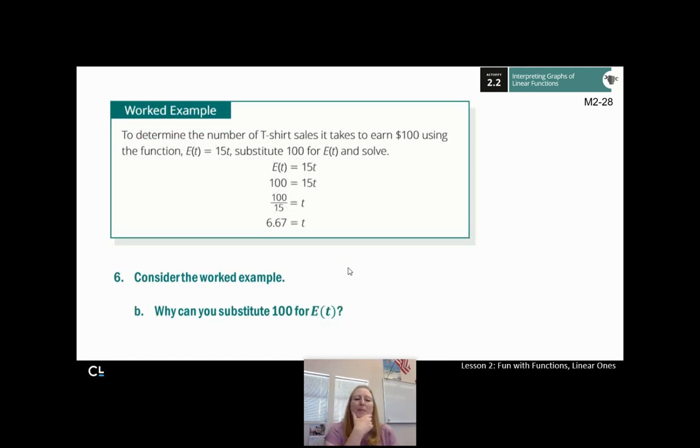Considering this worked example, let me ask another question. Why can you substitute 100 for E of t? Why was that okay to do? Go ahead and hit pause, jot down your thoughts on that, and then hit play when you're ready to keep the discussion going.